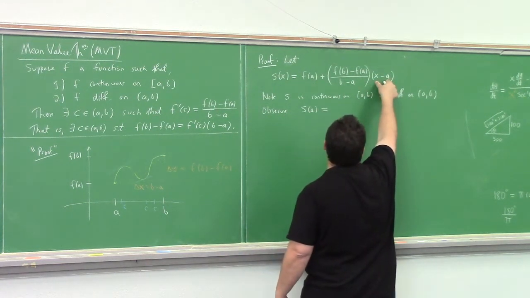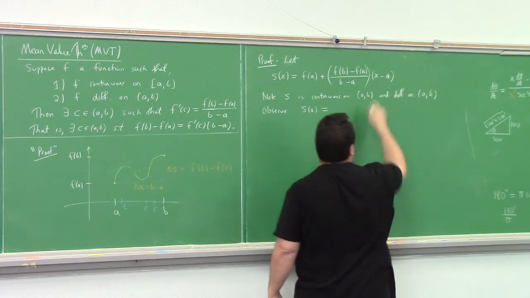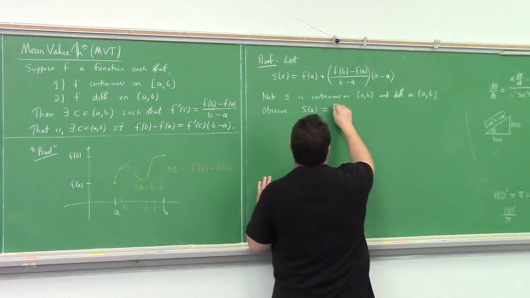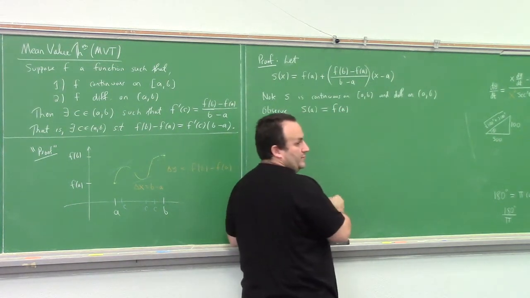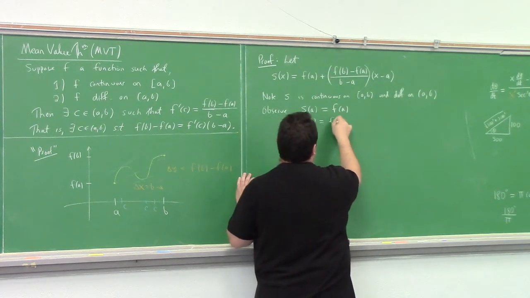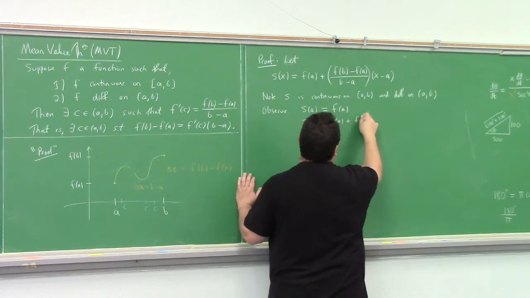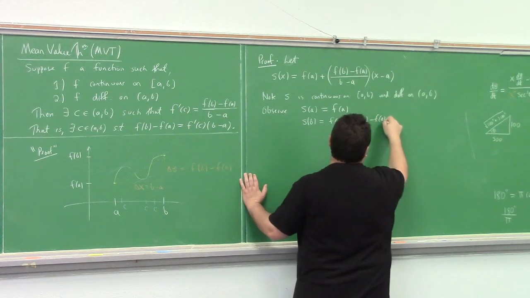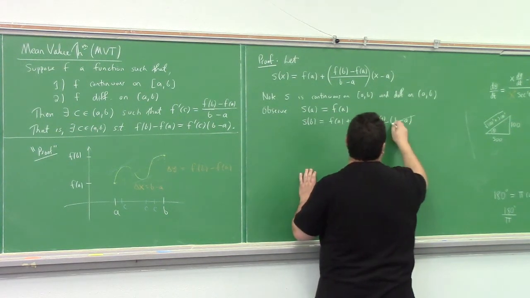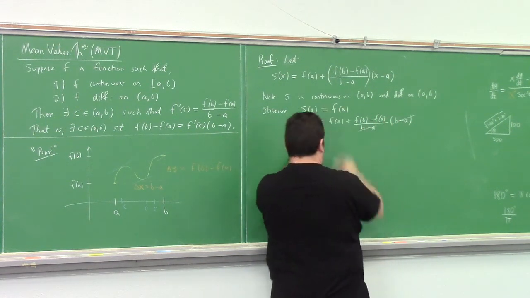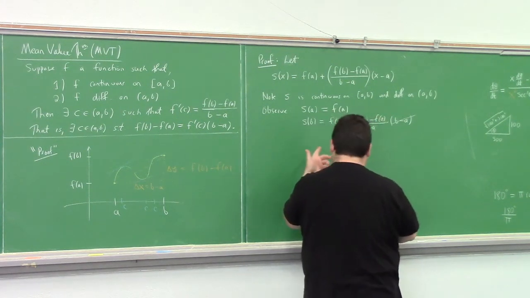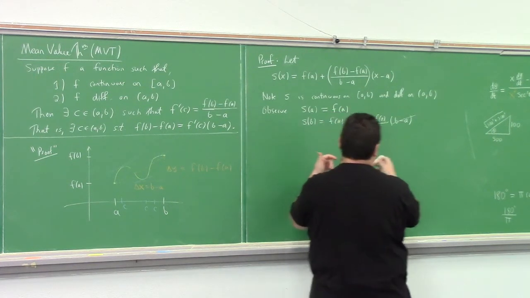What happens when we put a here? We get a minus a, which is 0. So S of a is equal to f of a. What about S of b? See, the b minus a cancels. And then this cancels with that. And you get f of b, right?